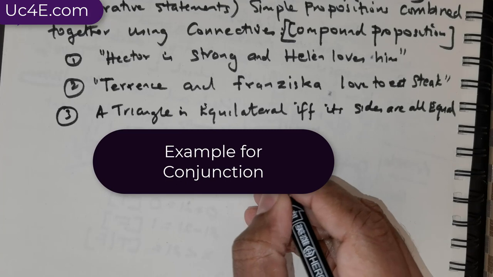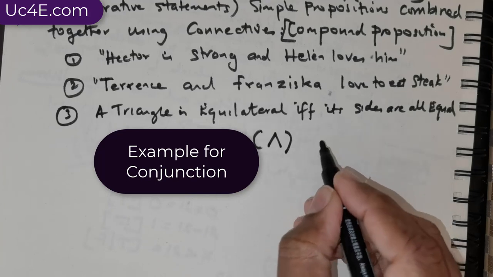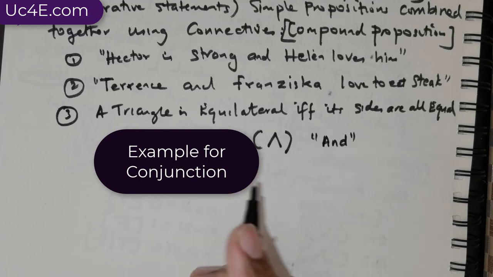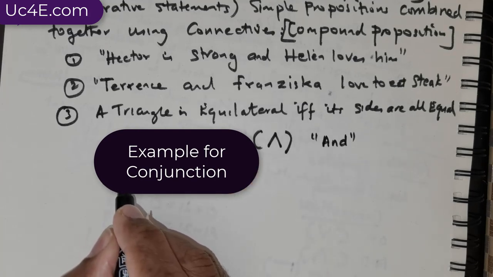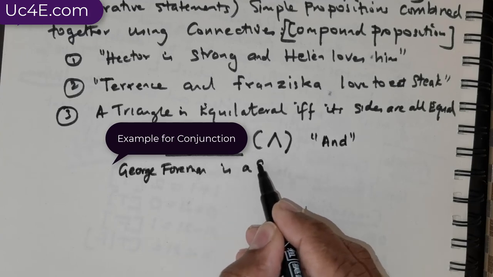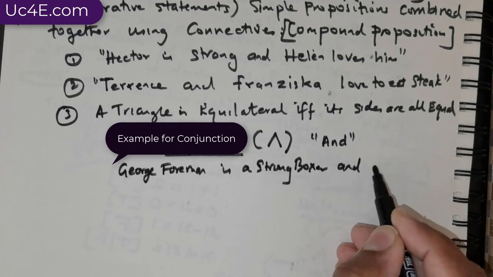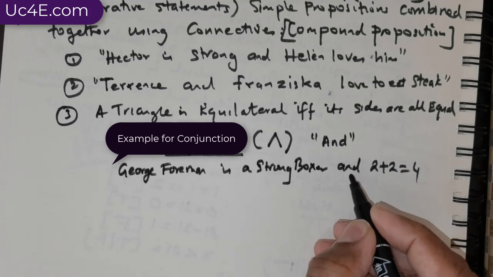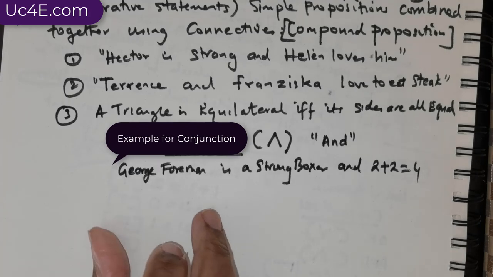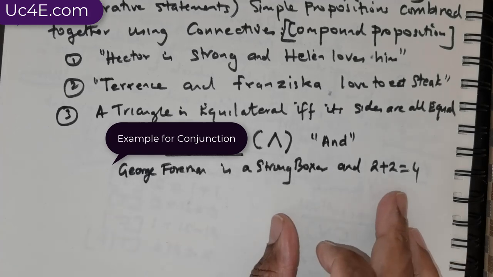And we represent conjunction as this symbol. It is also referred to as the AND connectivity. So let us give a small illustration. Say George Foreman is a strong boxer and 2 plus 2 equals 4. Now there is a conjunction here. So this is an illustration for this conjunction AND. George Foreman is a strong boxer and 2 plus 2 is equal to 4.